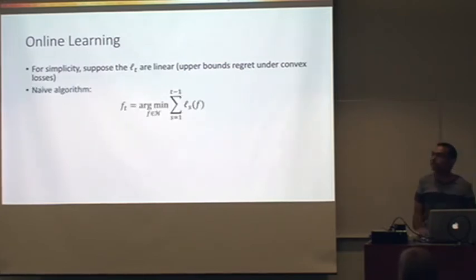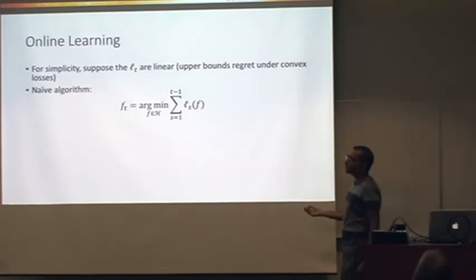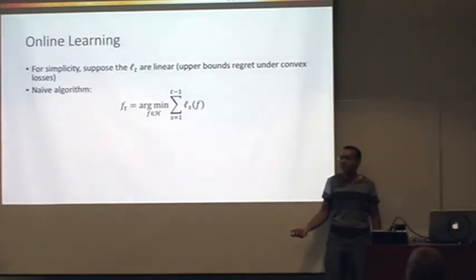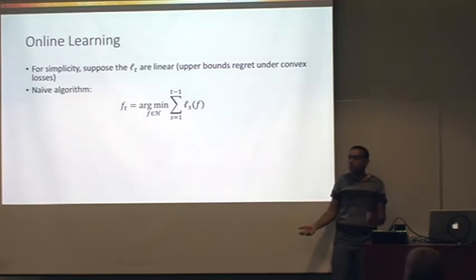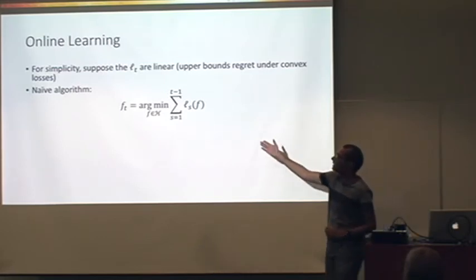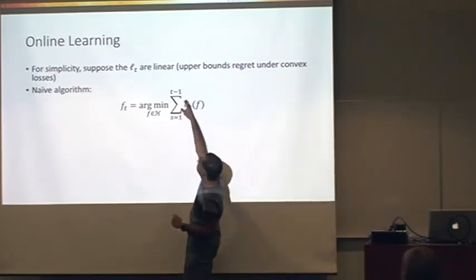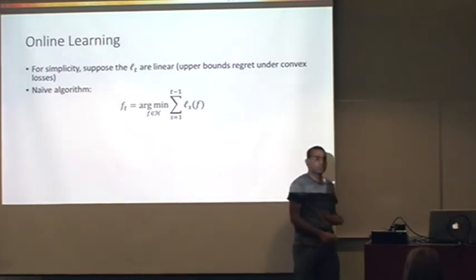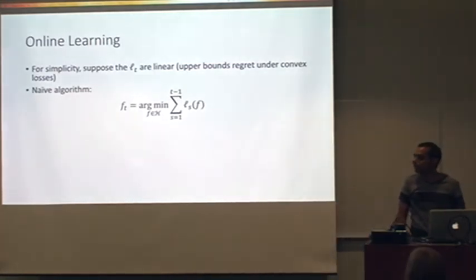And the naive algorithm, right? Maybe I should have made this audience participation, but I'm running out of time. What would you produce as the T-th hypothesis? Well, the naive thing to do is just to take all the data that you have so far, produce a hypothesis that minimizes the loss on those, and say that's my T-th hypothesis, right? So just go from s equals 1 to T minus 1, minimize the loss there, and you're done, right?